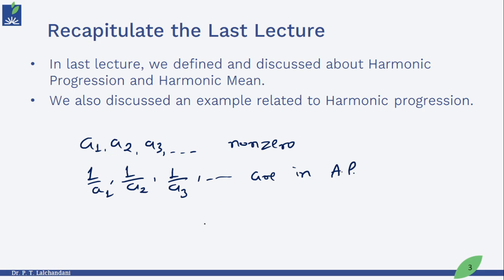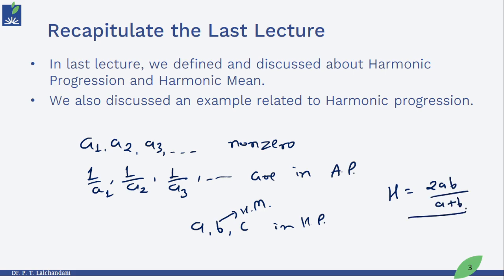We also discussed that if we are having three numbers a, b, and c which are in harmonic progression, then we say that b is the harmonic mean of a and c. We also discussed the formula to find the harmonic mean. Suppose h is the harmonic mean of a and b, then h can be written as twice AB divided by A plus B. We also derived this formula to find the harmonic mean between two numbers.